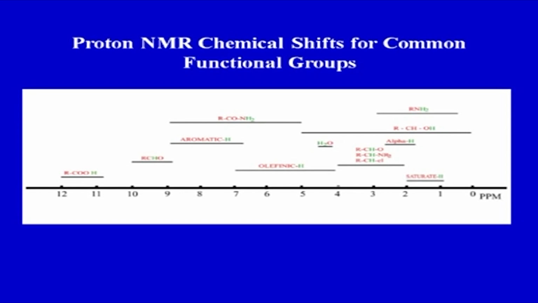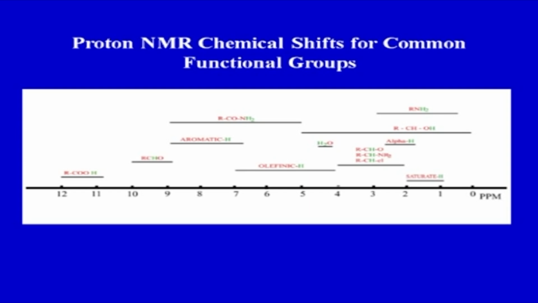Proton NMR chemical shifts for common functional groups: if we compare here, you can see that depending on the chemical environment, the protons will show different chemical shifts, starting from 0 ppm for TMS. A saturated H is very close to TMS, and as the chemical environment changes, you can see the shift change. It is highest for the proton in a carboxyl group, then the aldehyde group, and then aromatic and CONH2 groups, and it is least for RNH2 or others. Saturated H will have the least chemical shift.